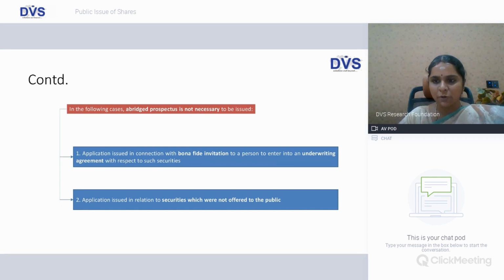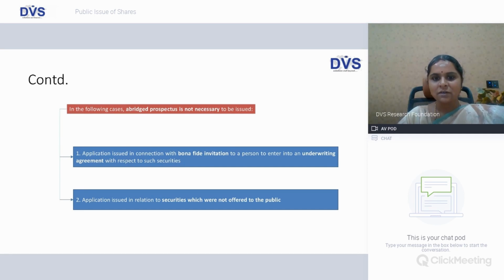Of course, abridged prospectus is not necessary in two cases. When it is in relation to securities which were not offered to public. So when it is rights issue or bonus issue and it is going to be to existing members, then such abridged prospectus is not required.